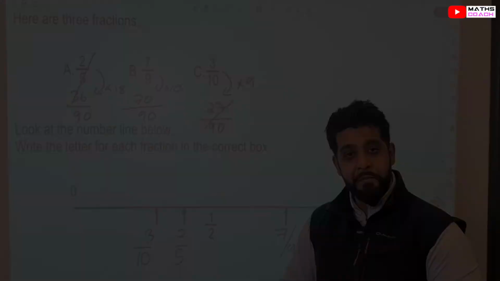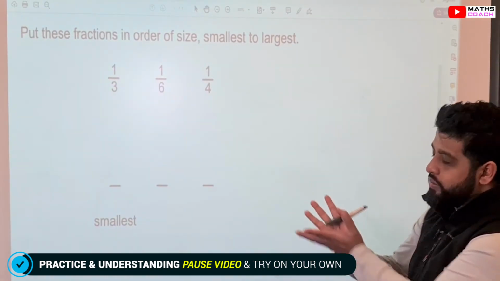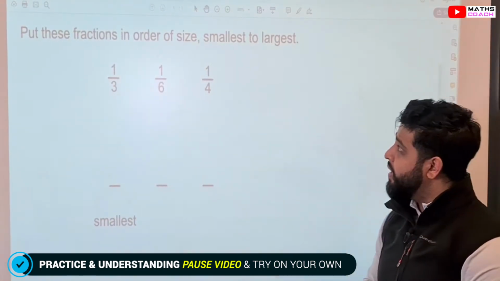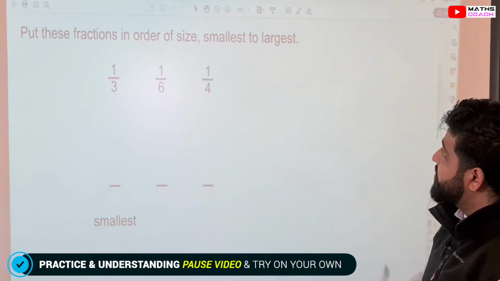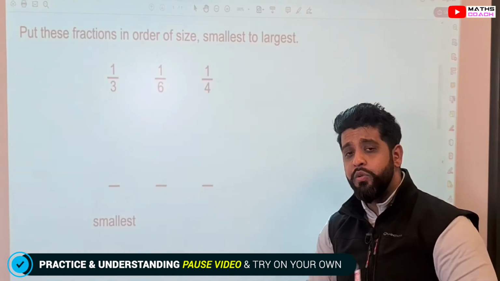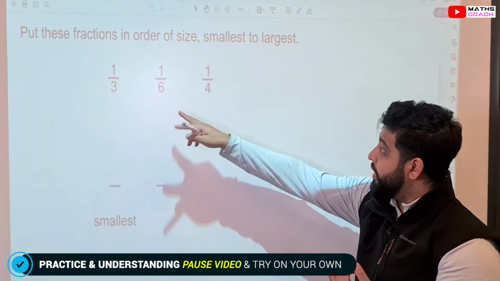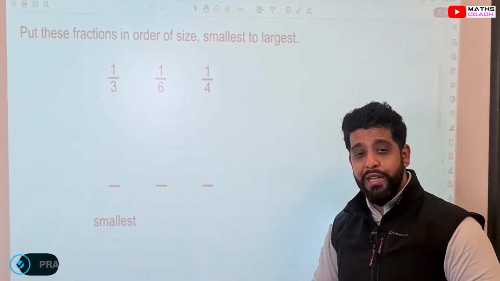I like this way. Now the next question, we don't have a number line. This is how a question might appear in a GCSE exam. Put these fractions in order of size, smallest to largest. We've got 1/3, 1/6, and 1/4. Perhaps you want to have a go at it yourselves. Remember, look for the lowest common multiple in the denominators. Press play again when you are ready.